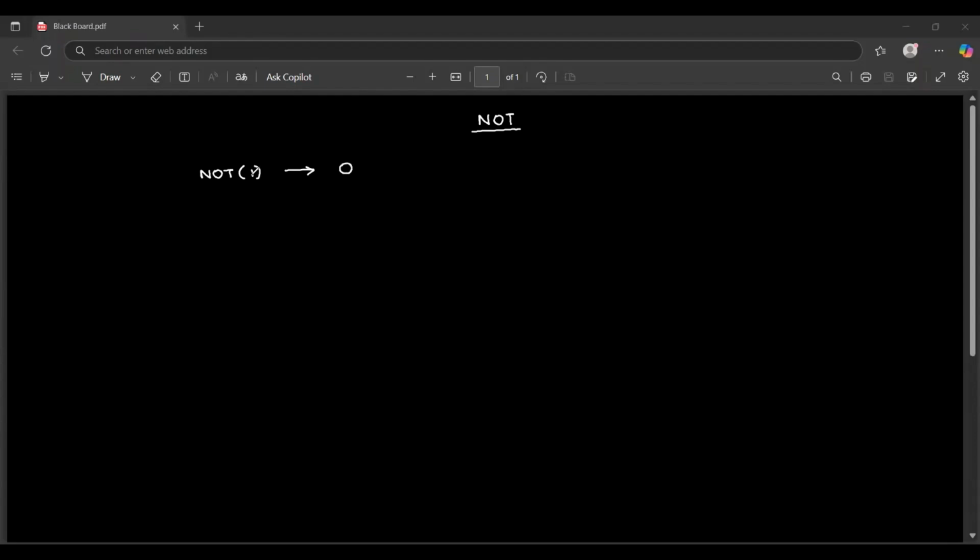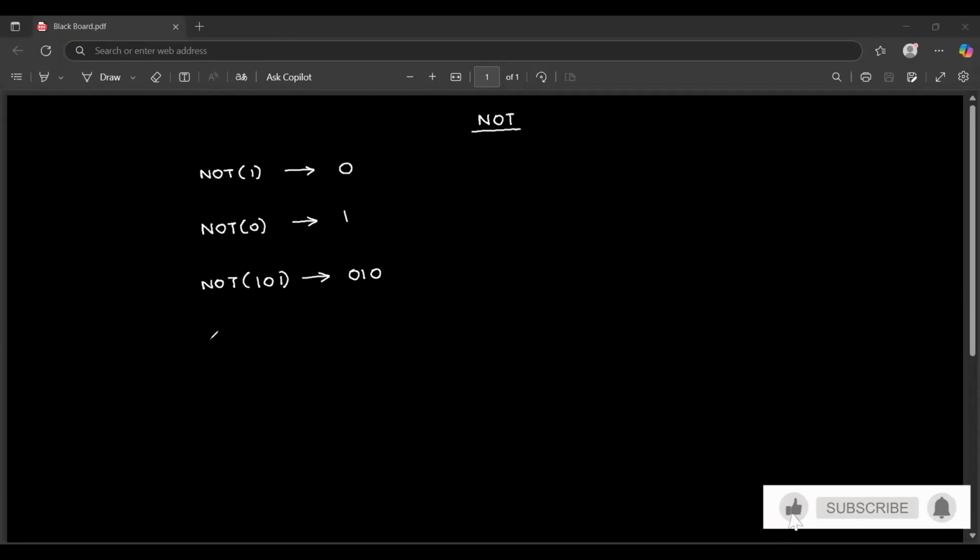Why? You're just converting the ones into zeros. And let's say you have NOT 0, well then the output will be 1. That's all. Let's say you have NOT 101, well then the output will be 010. That's it. Sometimes they may even mention it's a 4-bit system or 8-bit system, like that.